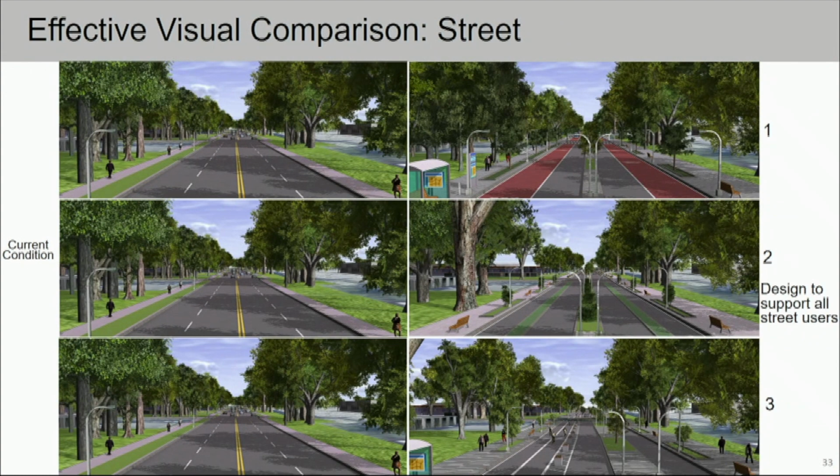Say, in this case, we have just a street design, and on the left there's the existing, on the right are all the three scenarios. And we thought it was very effective in communicating the multimodal approach of the street. Anybody really can understand that.